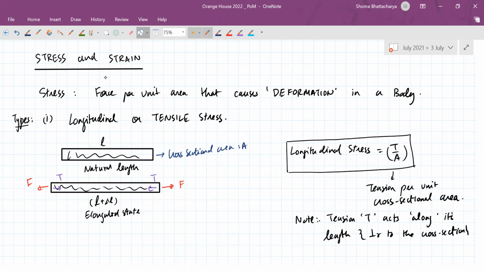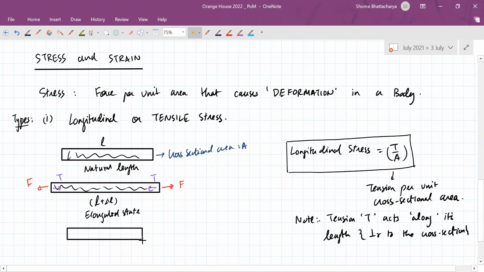This can happen both ways. We can apply external force in such a way that it either elongates or it compresses. In both cases, it will create tensile stress because tension will develop along the length of the rod as an internal force like this, or the length of the material. And in this case now it is in a compressed state.